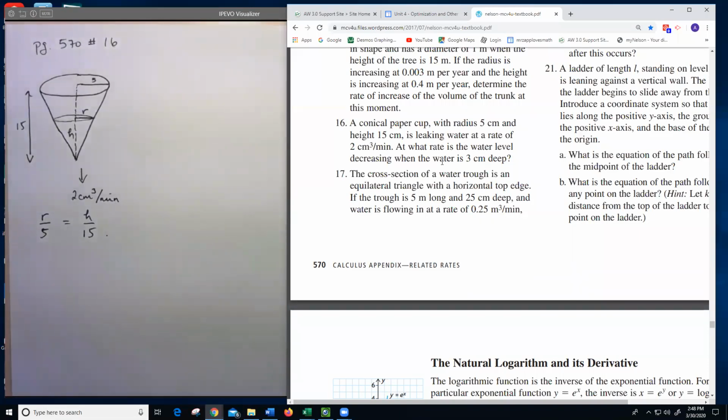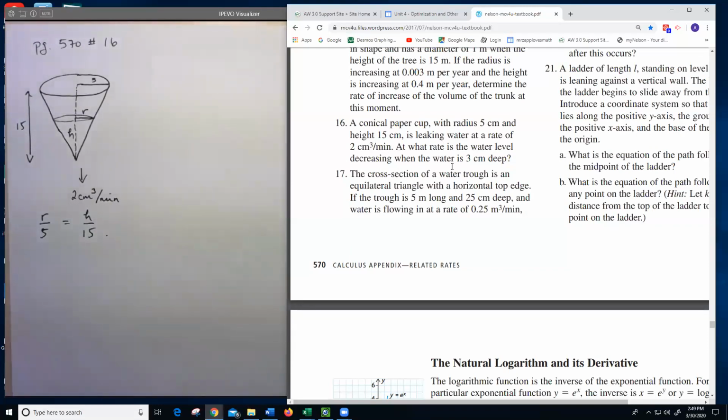So look at the question here and ask yourself, what is it that I'm actually looking for? Okay, I'm seeing a bit of discussion. So what are they asked? Let's take a look at what they're asking for. They're saying, at what rate is the water level decreasing? That means I would like H to still be in the equation, okay?